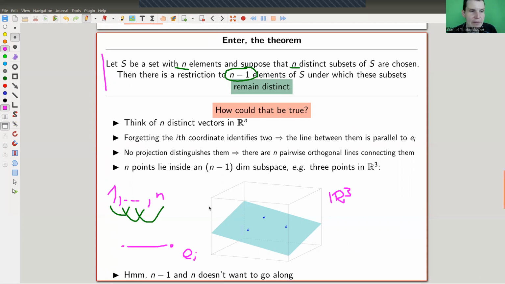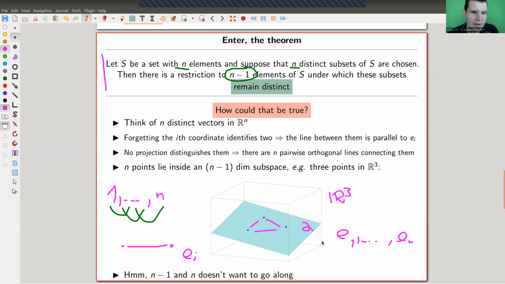So if they are identified after forgetting the east coordinate, and no projections distinguish those points now, it's the same as saying that there are n pairwise orthogonal lines, namely one for E1 up to En, in my collection of points somewhere, and this just can't work because my endpoints certainly lie, here's an example, in an n-1.